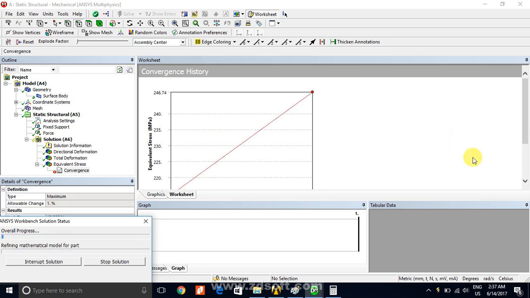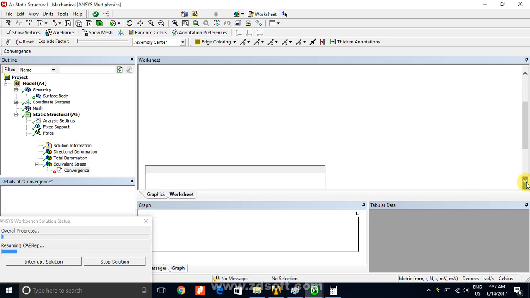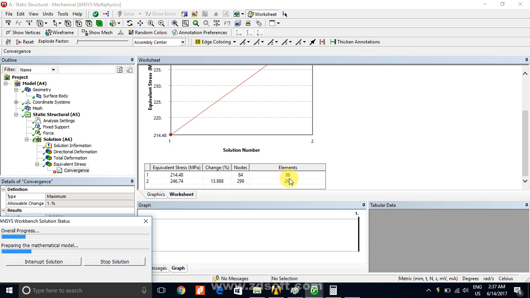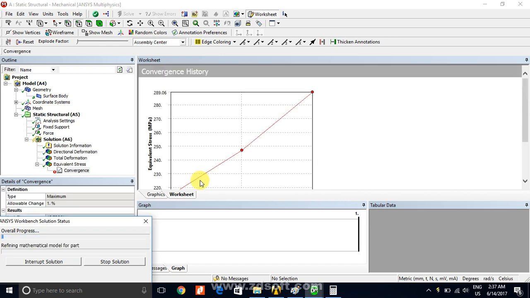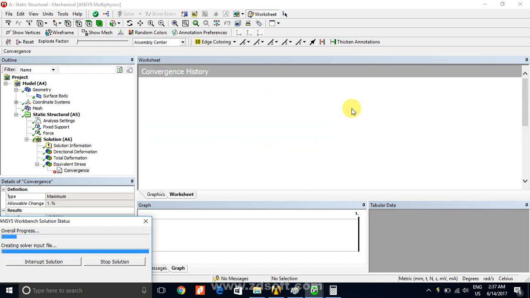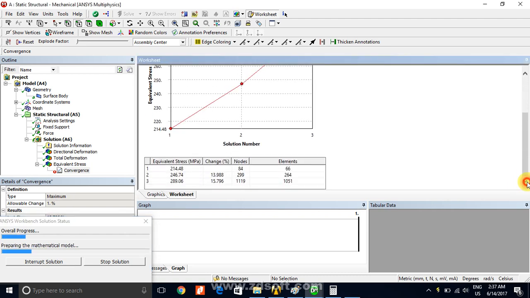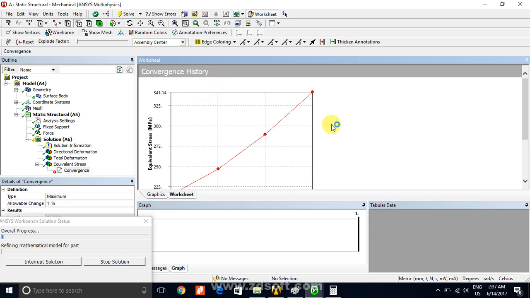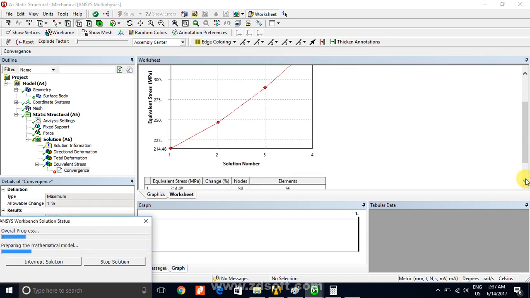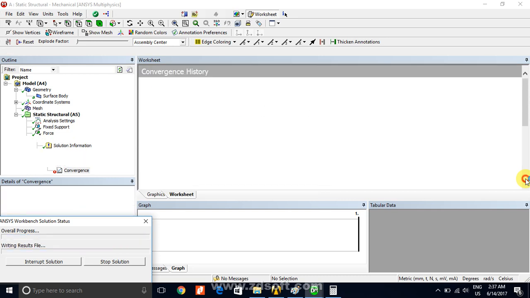After the next refinement level, when the total number of elements in the body was 66, we got a stress of 214. When the total number of elements is 264, we get 246. Again the stress increased to 289, corresponding to 1051 elements. Again the stress increased to 341. And remember, we are not increasing any load, we are just refining the elements.